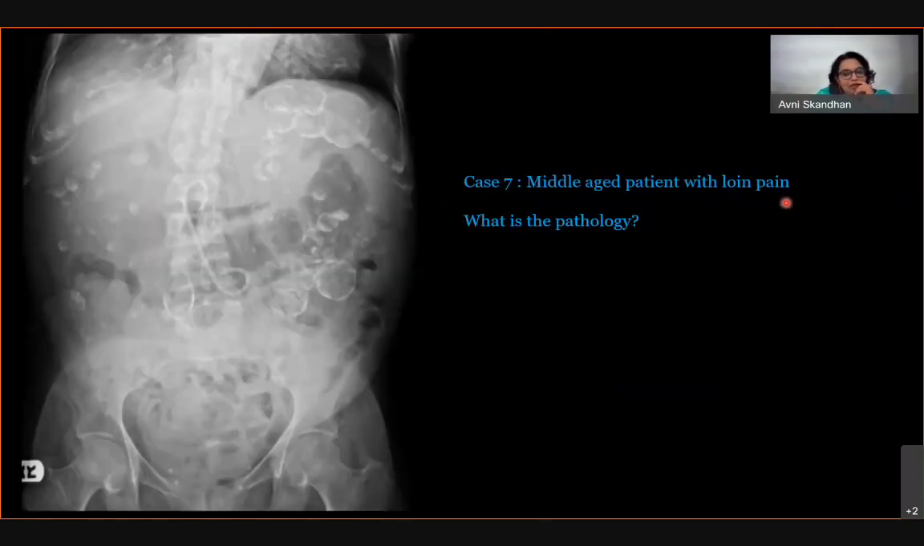Now, this is a patient who presented with loin pain. This is a borrowed image from Radiopaedia. Skip this stent. Don't bother about the stent. Talk about the rest of it. What do you think about it?